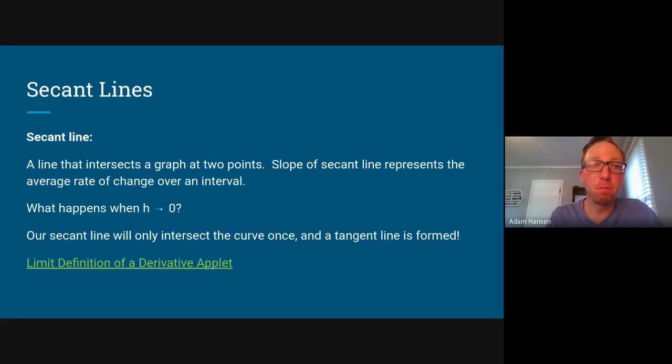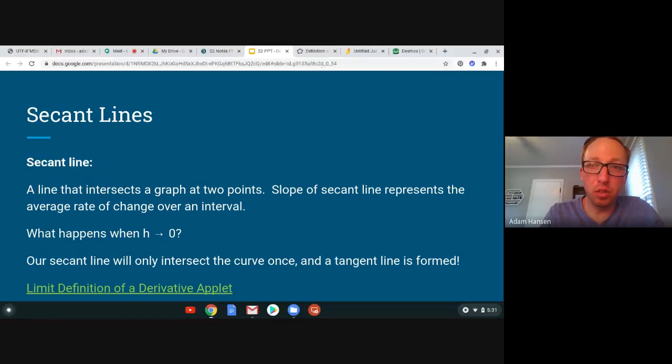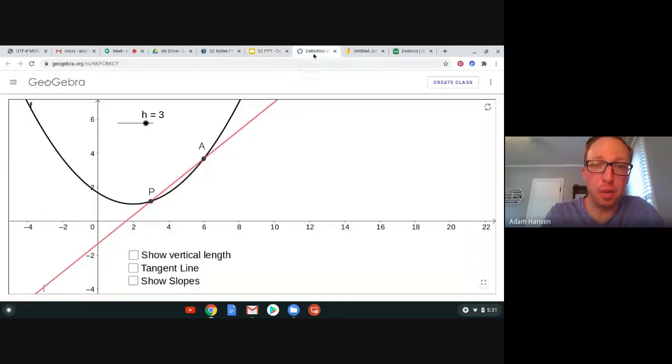derived. So first off, we're going to call a secant line and a tangent line. A secant line is a line that intersects a graph at two distinct points. The slope of that secant line, change in y over change in x, represents the average rate of change over the interval between those 2 points. So here in this GeoGebra applet, I have a picture of what we're talking about. I have a curve with a red secant line intersecting the curve twice at points P and A.